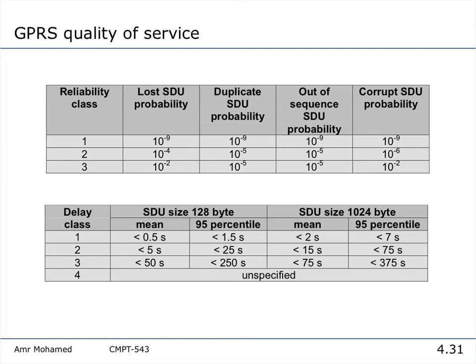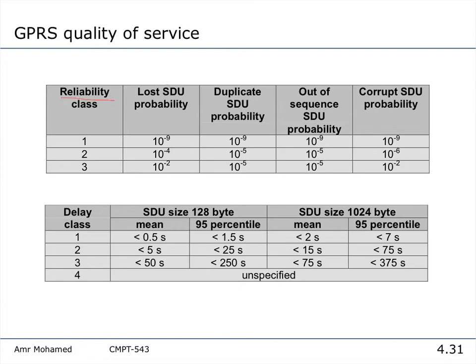So how can we make sure that we have a specific quality of service? A specific quality of service represented by, for example, I need to guarantee a certain minimum data rate for this mobile station, or a certain delay, or a certain level of reliability. Okay? So quality of service is one of the very important objectives of GPRS. So a quality of service can be defined by different metrics.